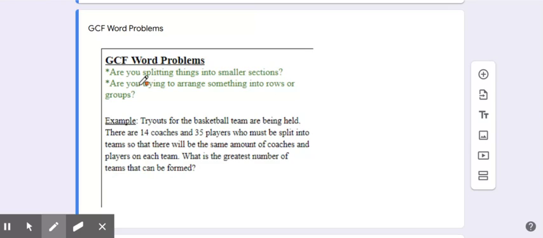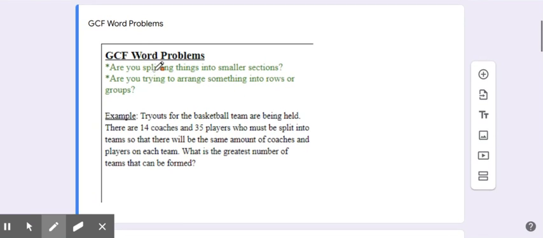Are you splitting things into smaller sections? Are you trying to arrange something into rows or groups? Are you splitting something or dividing something equally? If you are, that would be a greatest common factor word problem.